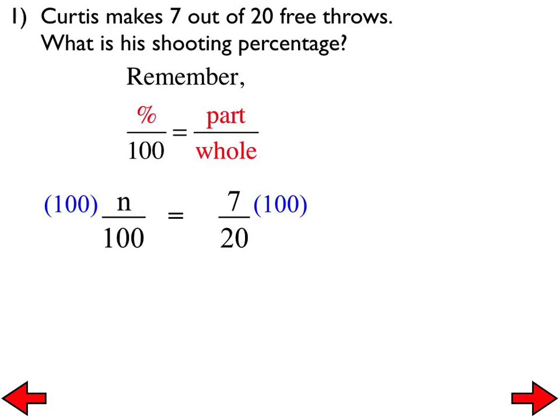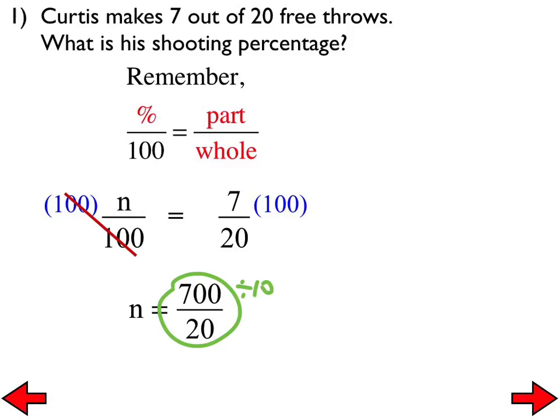Multiply both sides by 100 so that n is by itself. 7 times 100 you can easily do in your head. What would that be? 700. And then divided by 20, you could reduce this ratio first, divide both of those by 10 so that these zeros are gone, and just do 70 divided by 2 instead of 700 divided by 20, just to make life easier. And you should get 35%.